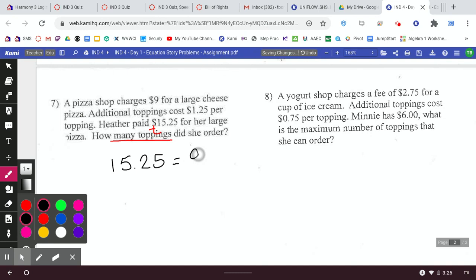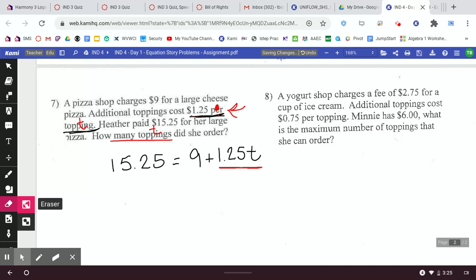And what all did she do? She bought that $9 pizza. That was that flat charge for a cheese pizza. Plus, she spent $1.25 per topping. All right, $1.25. Here it is right here, $1.25 per topping. Remember that per or an hour or at, right? That means multiplication, and then we already decided we were going to use T for toppings. So $1.25 per topping. That and this are saying the same thing.